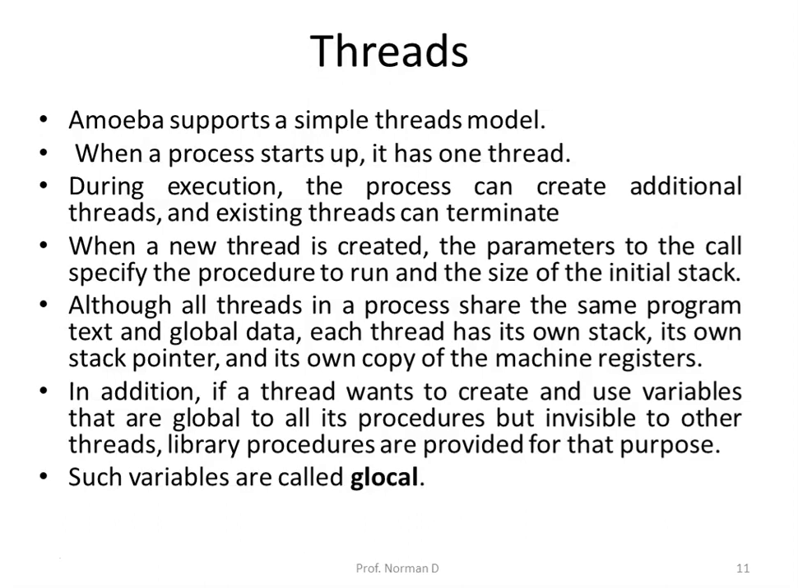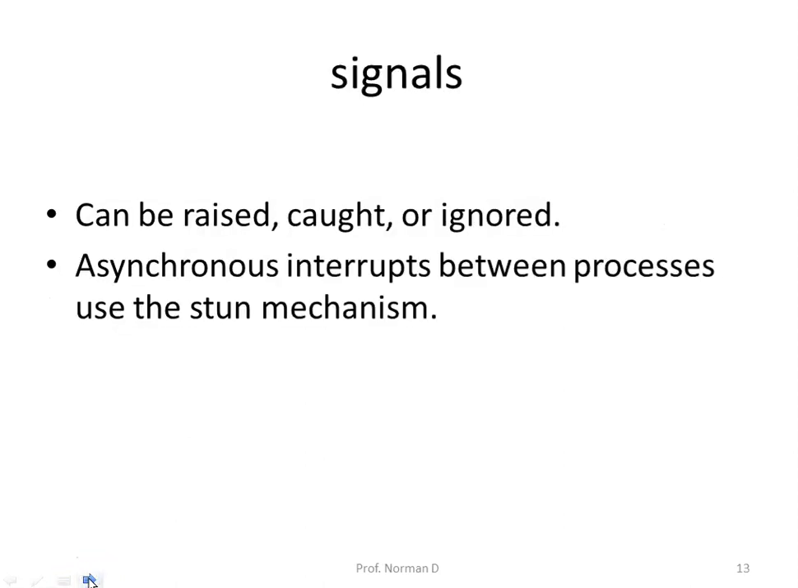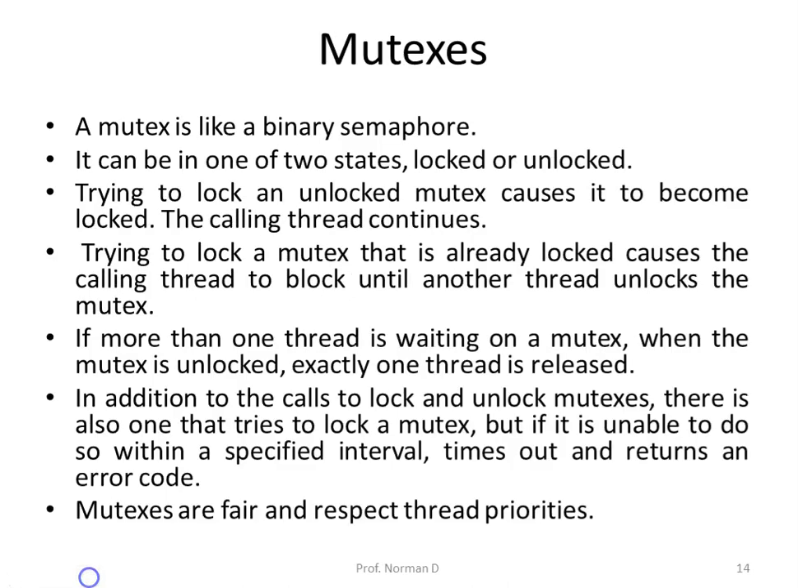In addition, if a thread wants to create and use variables that are global to all its procedures but are invisible to other threads, then library procedures are provided for that purpose, and such variables are called glocal. There are different methods provided for threads to synchronize. One is by using signals, mutexes, and semaphores. The signals can be raised and also caught or ignored. Asynchronous interrupts between processes use the stun mechanism.